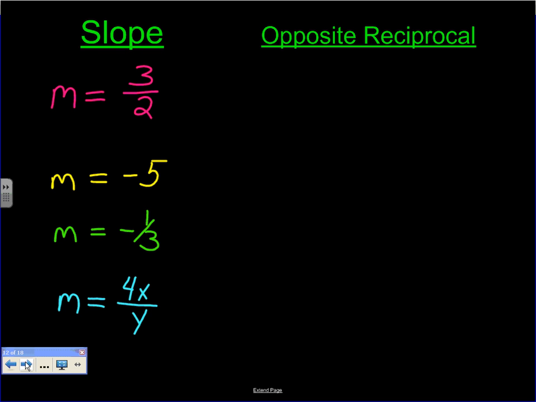I've come up with some examples here. There's 4 examples. See if you can calculate the opposite reciprocals for those 4 slopes. I will work through those here in one moment. If we look on the very first one, number 1 here, m is equal to 3/2. Well, the opposite of that positive 3/2 is going to be negative, and the reciprocal of 3/2 is 2/3.